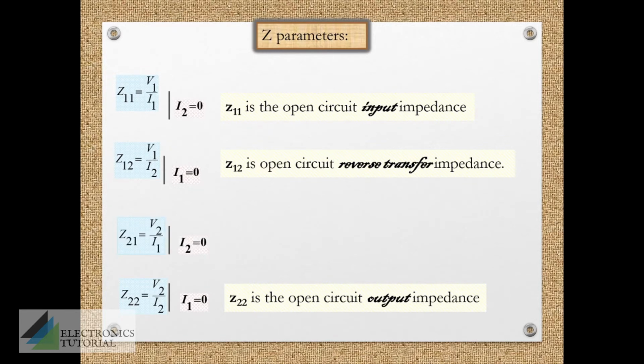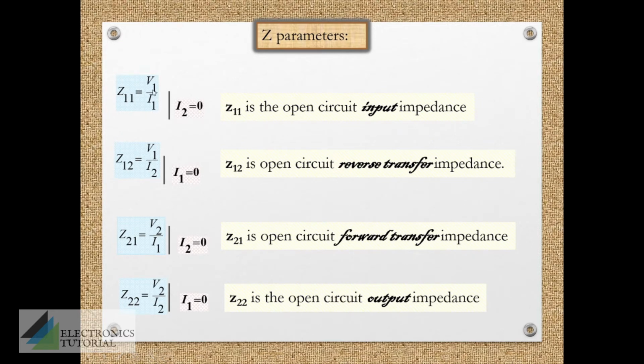And the last one, Z21. This is also a transfer impedance and its direction can be termed as forward because it is from output to input. So we can call it as open circuit forward transfer impedance. We can even directly define the values of Z parameter from its name. Consider Z11. Z denotes impedance, so it will be V by I.